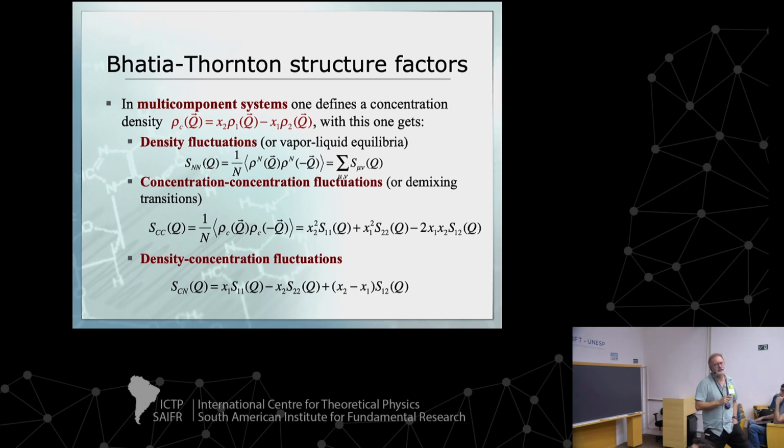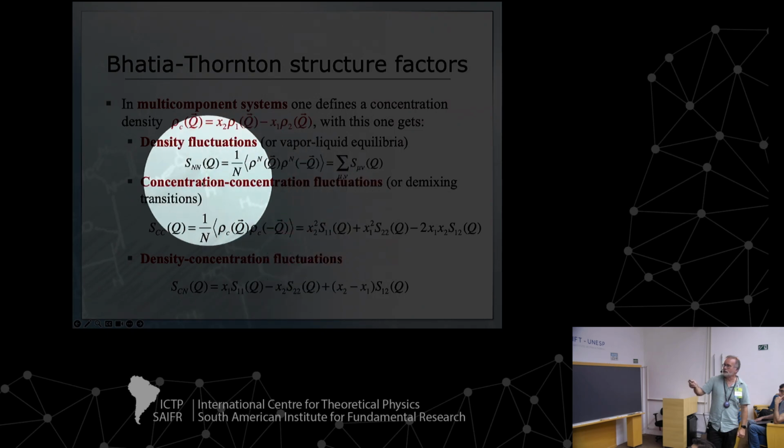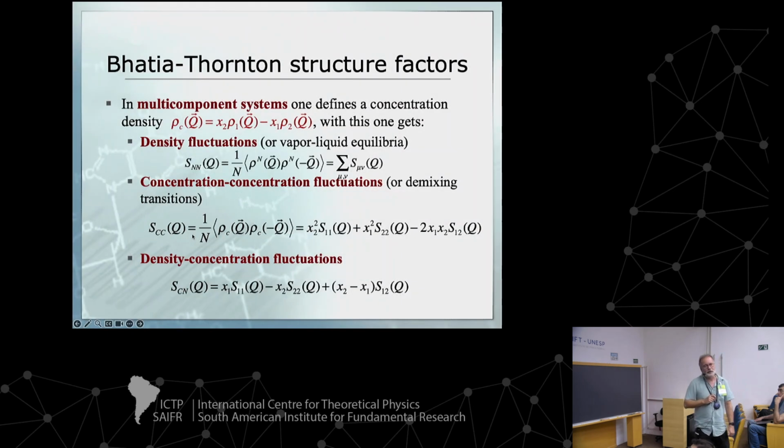You have two-component systems, so you have the possibility of two types of critical points. One is just the liquid-vapor, where the whole system goes into the vapor phase. But the other one is the mixing, where the system can separate into phases, right? This is precisely what is being monitored using the concentration structure factor, because this quantity is the response function to the field that originates concentration fluctuations.